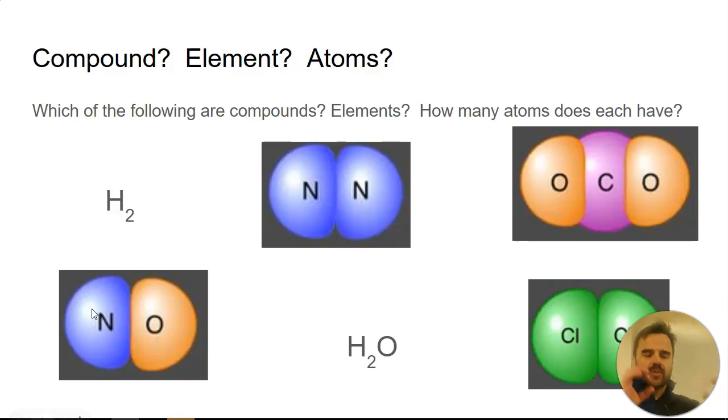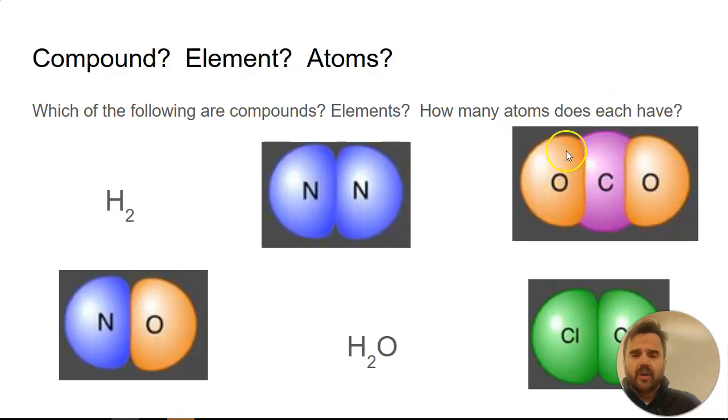So normally, atoms will be a ball and stick sort of model, where the stick represents a bond and the ball represents the atom. In this case, they look like balloons pushed together. Nitrogen and oxygen are bonded together, so that's a compound. Here we just have nitrogen and nitrogen bonded together, so those are the same element, so we call that an element. And of course, this is one of the diatomic elements that I just showed to you.